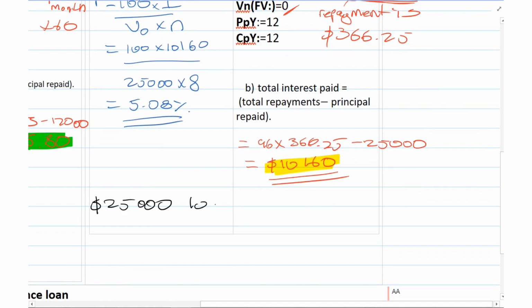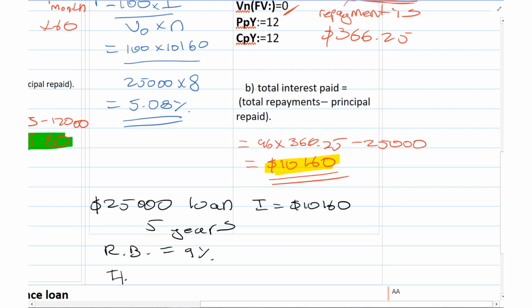Okay, so basically what you were saying here is for a $25,000 loan, with an interest of 10,160, for 5 years, what you're going to have is reducing balance at 9%, and at flat rate it's going to be 5.08%. So ideally, you know, the reducing balance is the better loan there.